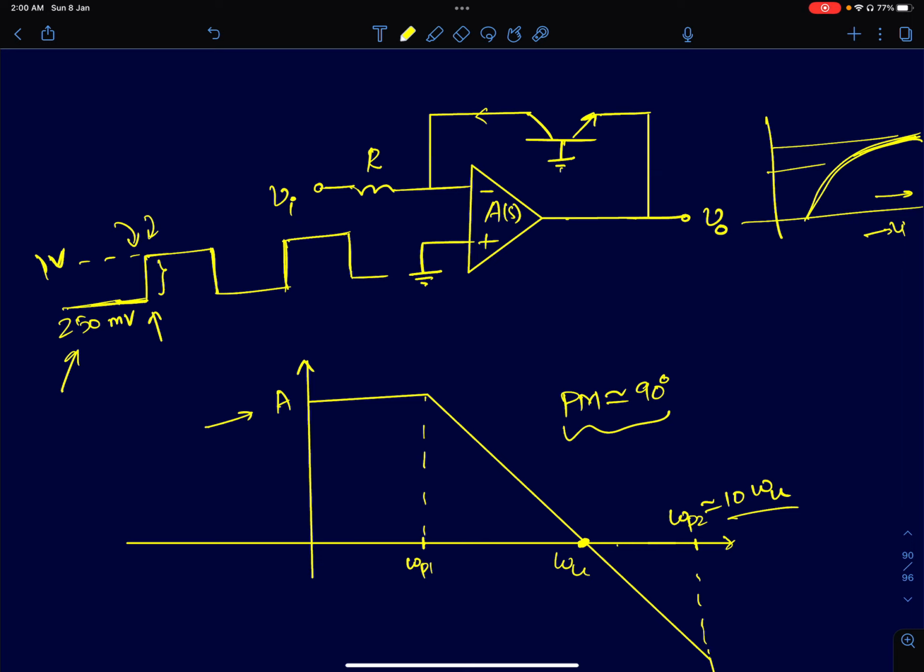The question here is how the response will look at the output, given the op amp's open loop gain response, which looks like this. The phase margin is 90 degrees, which means it's almost like a single pole system. The second pole is almost a decade away from the UGB. So first we'll analyze it assuming the op amp is ideal and see what the output should be. And then we'll predict the output assuming the op amp is non-ideal.